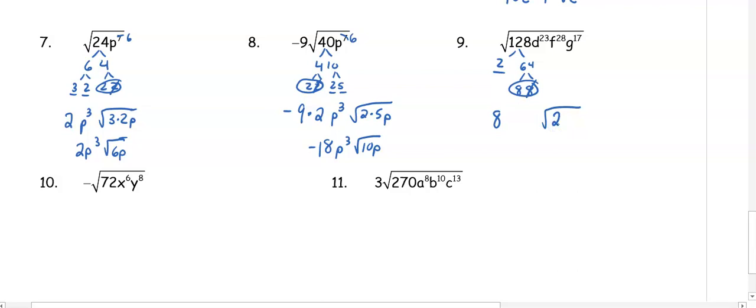If we look at d to the 23rd, that's an odd exponent. So one of the d's has to stay under the square root. This brings it to 22. Half of 22 then is 11, so we get d to the 11th. F is an even exponent, so half of 28 is 14. And then we have g to the 17th, so 1g stays under the square root to make this an even exponent. Half of 16 then gets us g to the 8th.